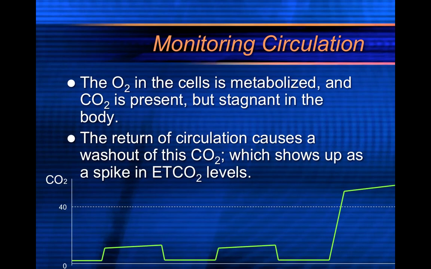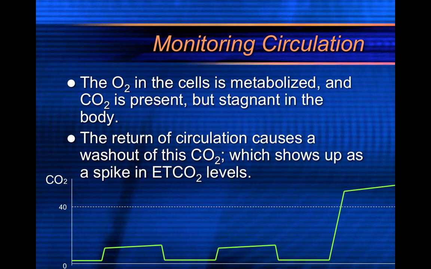So with your cardiac arrest patient, here's what happens when you get that spike in return of spontaneous circulation. You'll have a constant low value as you're doing CPR and ventilating the patient, because obviously if you're not ventilating them, you're not going to get any value. So all of a sudden you have these low values, and then boom, you get this spike. That's an indication to check for a pulse.